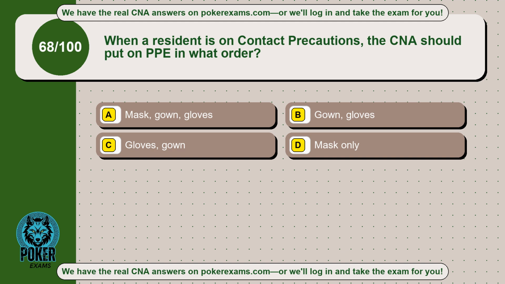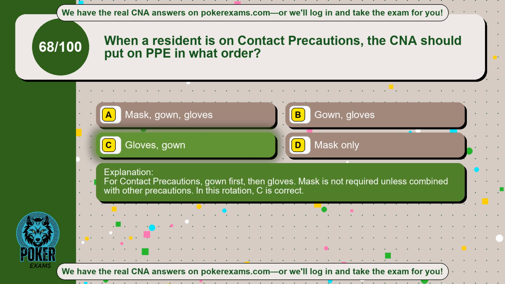Question 68. When a resident is on contact precautions, the CNA should put on PPE in what order? Option A, mask, gown, gloves. Option B, gown, gloves. Option C, gloves, gown. Option D, mask only. The correct answer is option C, gloves, gown.